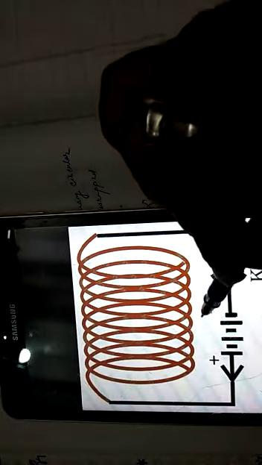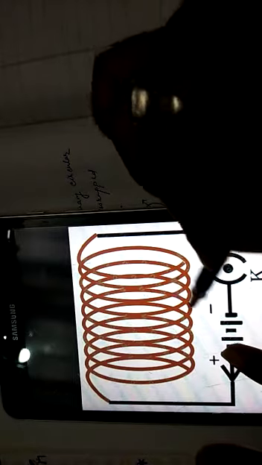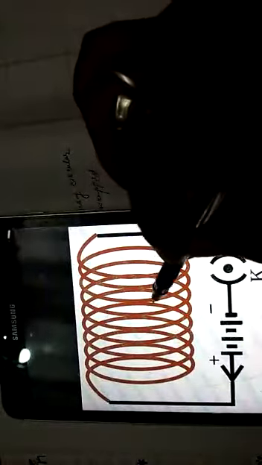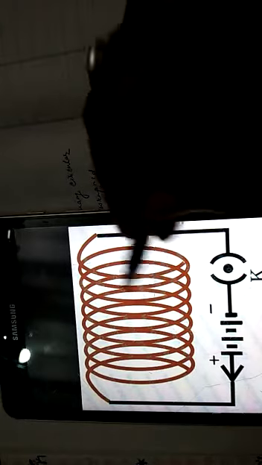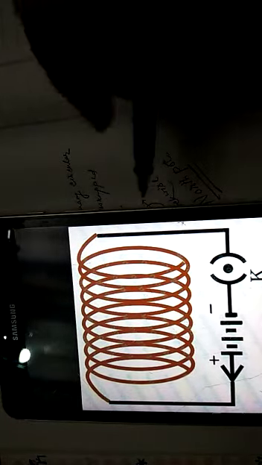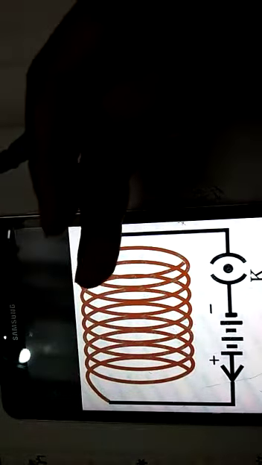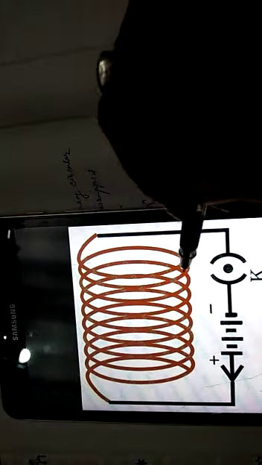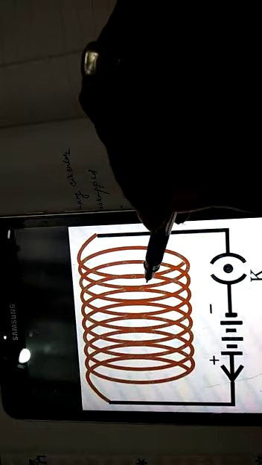In place of 3 cells, if you use only 2 cells, then current will decrease, and if current decreases, then the strength of this solenoid, or this temporary magnet, will decrease. So this is one way, by increasing the amount of current. And how can we increase the amount of current? By adding more cells in series. This way we can increase the strength of a solenoid.